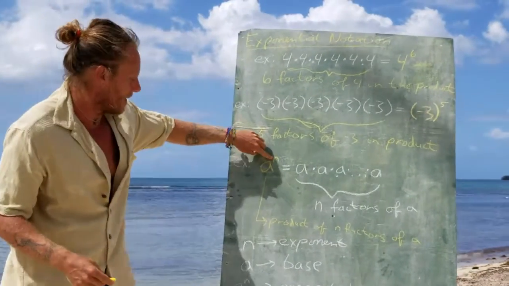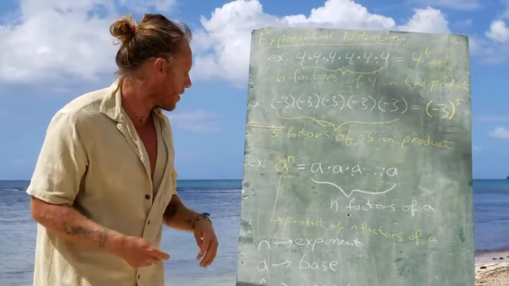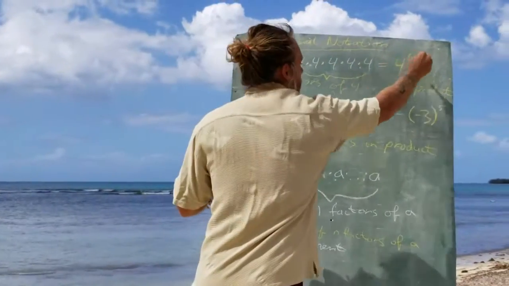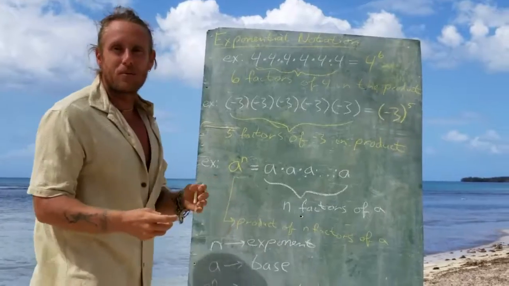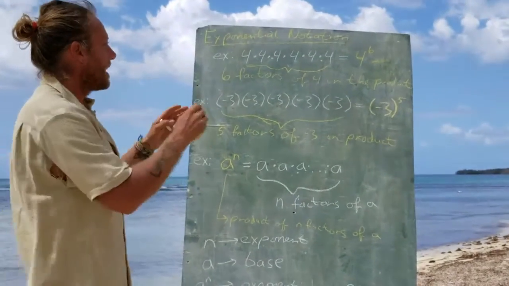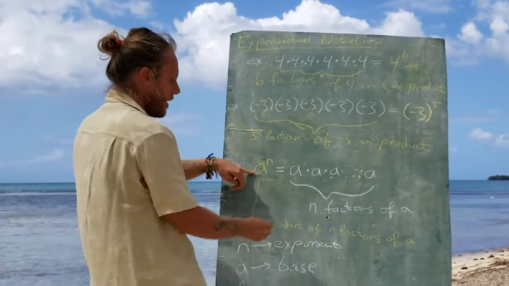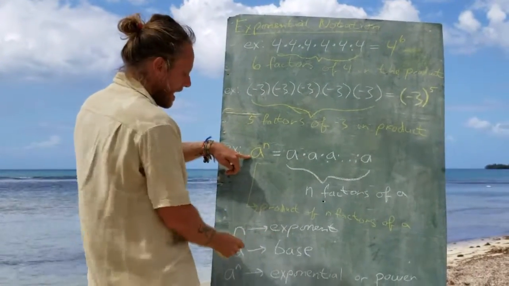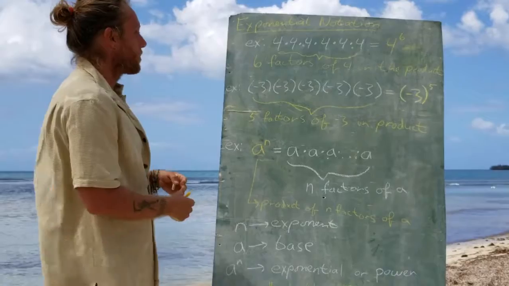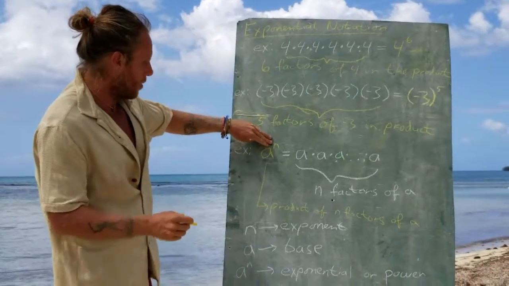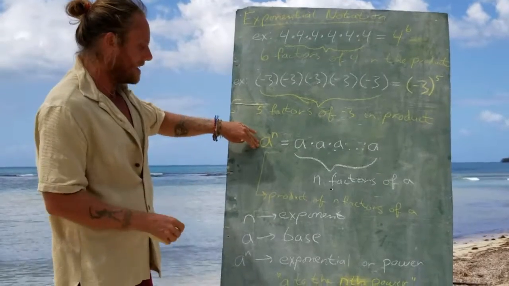Now the n, let's get a little bit more precise in our terminology. The n is the exponent, the little number I keep referring to up top. That's not a little number, it's an exponent. Again, that tells us how many factors of the base, a is the base, are present in the product. The little n, the little number, is the exponent. The big number, the a, is the base.